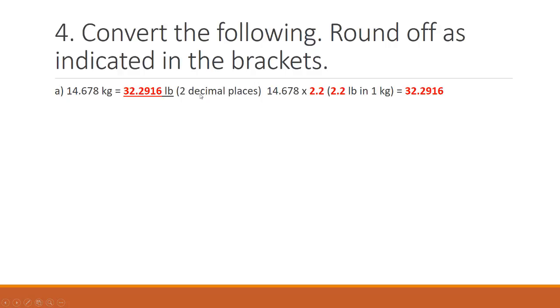We still need to round off to 2 decimal places. We have the decimal, then 29. There's our second decimal. We look at the number following that. It's a 1, not big enough to change anything. So we drop the rest of the decimals, and we end up with 32.29 pounds as our final rounded answer.